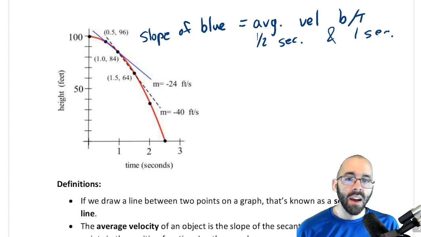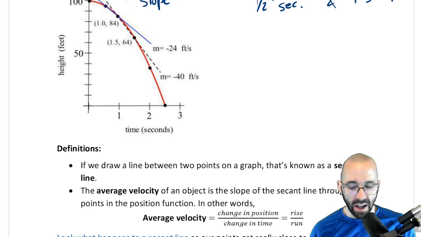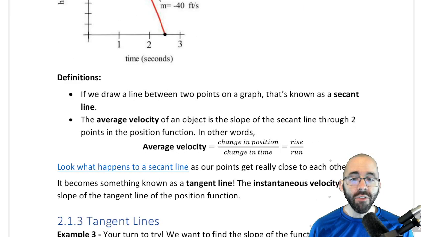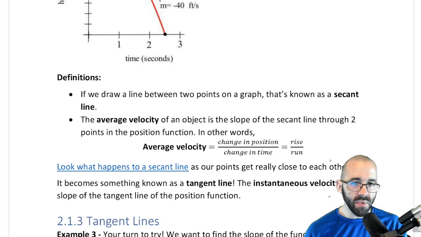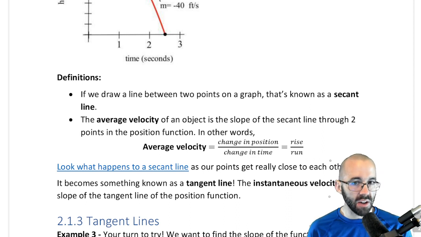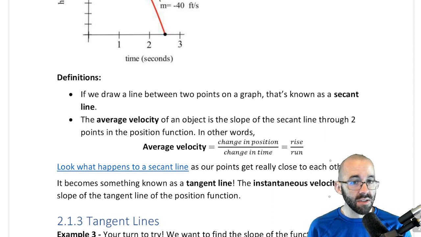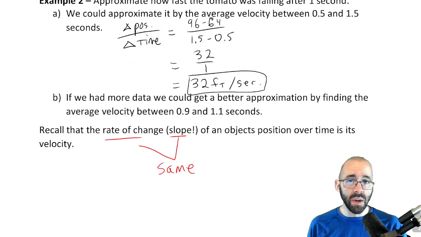Now, again, we have this definition down here. The average velocity of an object is the slope of the secant line through 2 points in the position function. We can find it the way we've been finding it in both of these videos, right? Average velocity is just the rise over run because it's a slope. It's the change in position over the change in time. We've been doing that.